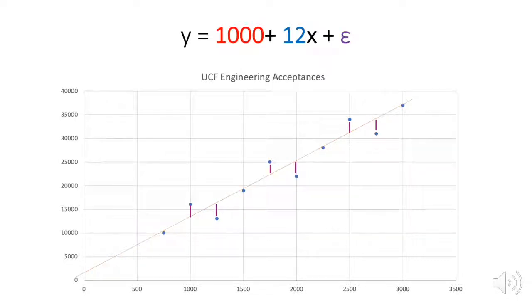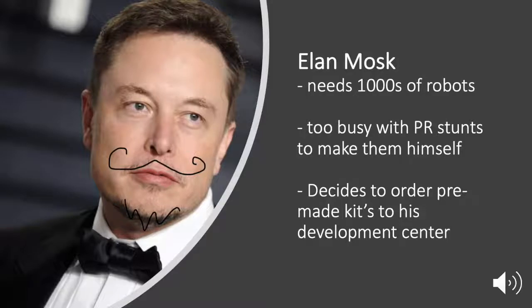Now let's look at another hypothetical example. Let's say we have the engineer Elon Musk, who needs thousands of robots, but he's too busy with PR stunts to make them himself. He decides to order pre-made kits to his development center. When he gets them all, he lays them out on the development center floor.